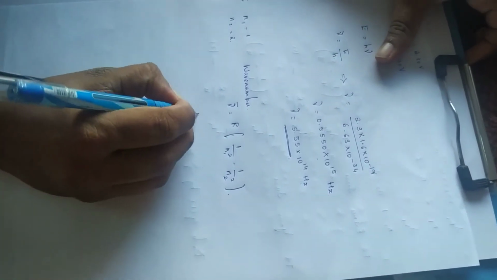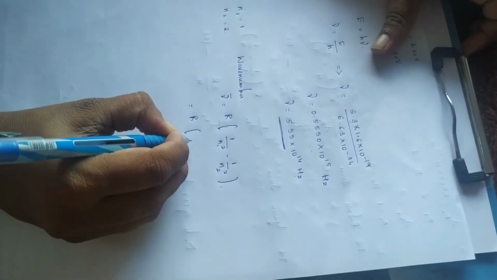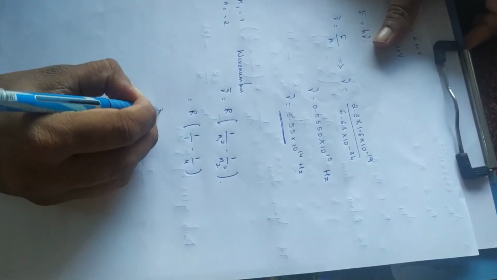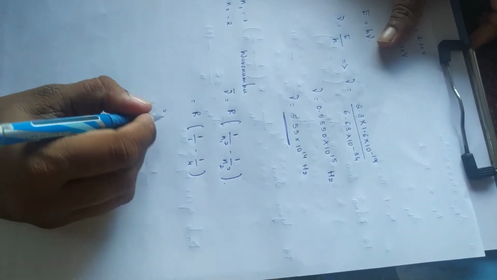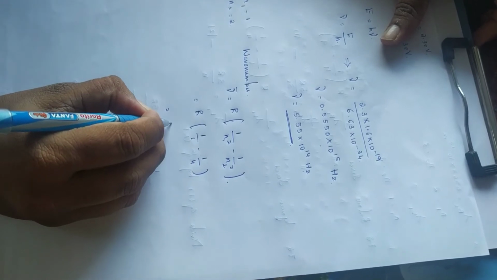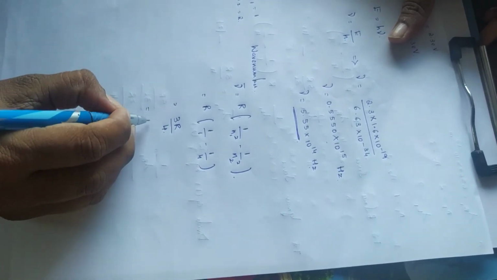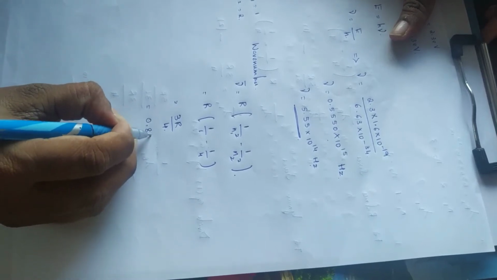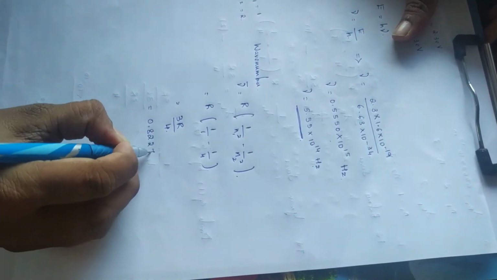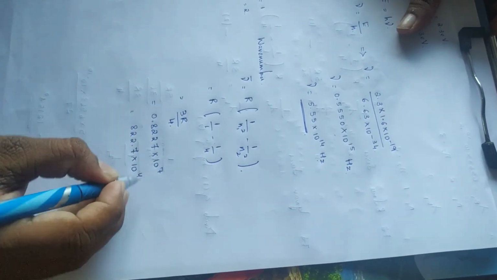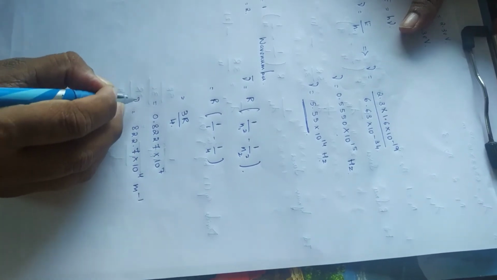So further substituting the values 1 by 1 minus 1 by 4. So we arrive at 3R by 4, and substituting the values we will get some 0.287 into 10 raised to 7, or you can write it as 822.7 into 10 raised to 4 per meter. So you have wave number here, right?